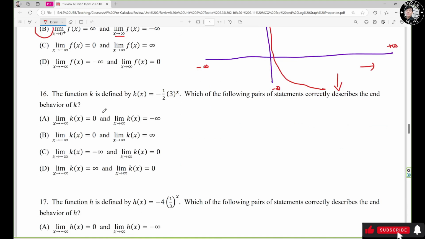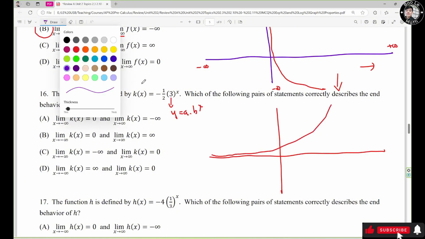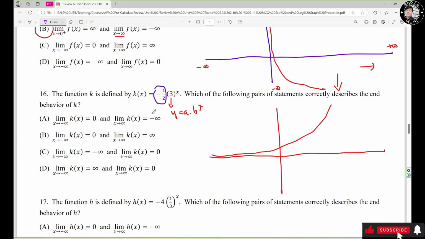Now let's move on to question number 16. The function k is defined by k of x equals negative 1/2 times 3 to the x, right? So we need to get this one. Now we know that the exponential function y equals a times b raised to the x. B is 3, greater than 1, so this is exponential growth. So it should be something like this. Now, since a is negative, a equals negative 1/2, there is a reflection over the x-axis, so the final one must be something like this.